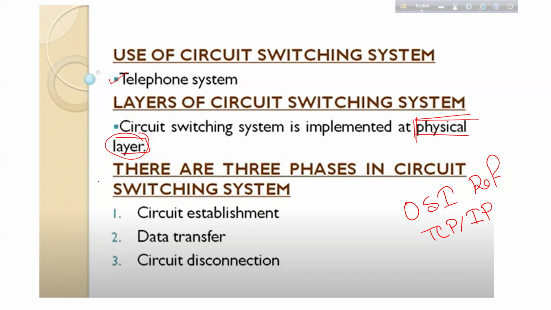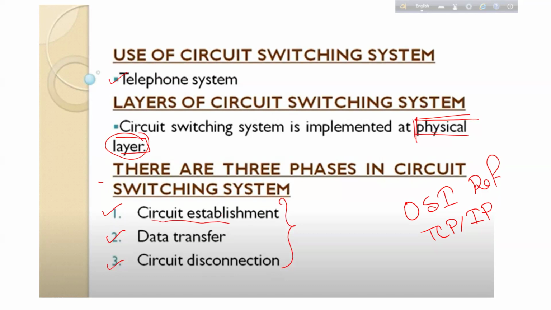Now, there are 3 phases in the circuit switching system. 1 is circuit establishment, 2 is data transfer, 3 is circuit disconnection. It seems very obvious that before transmitting some data, I have to establish the circuit or establish the connection. So the first step is circuit establishment.